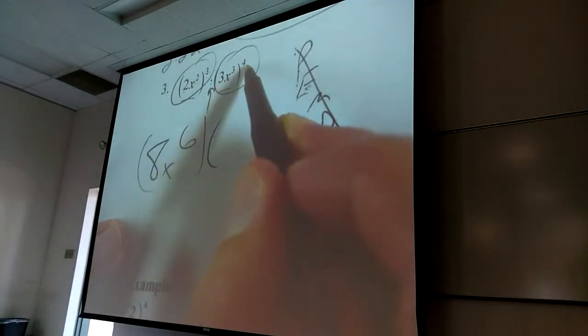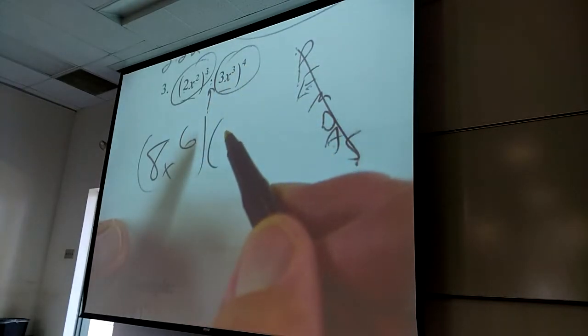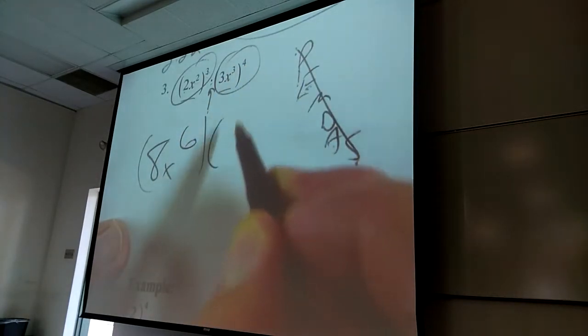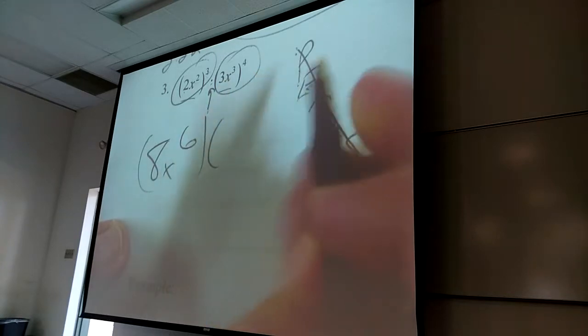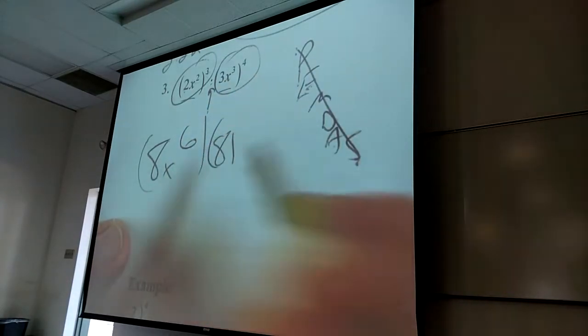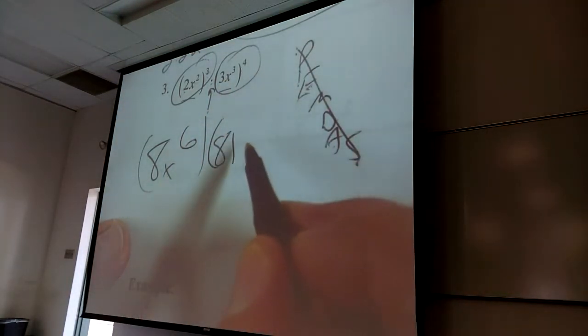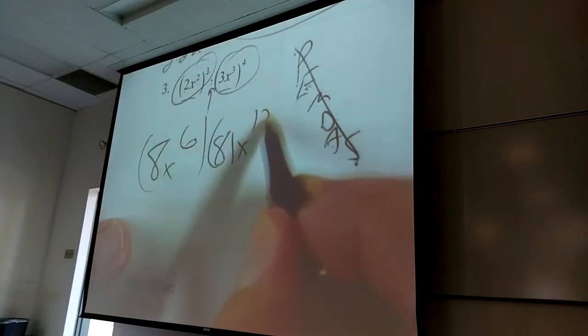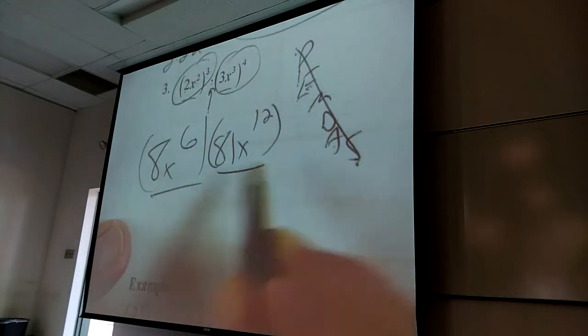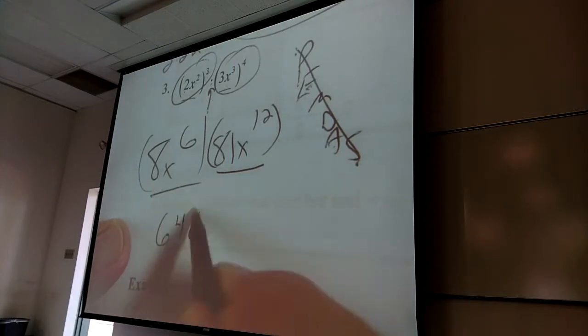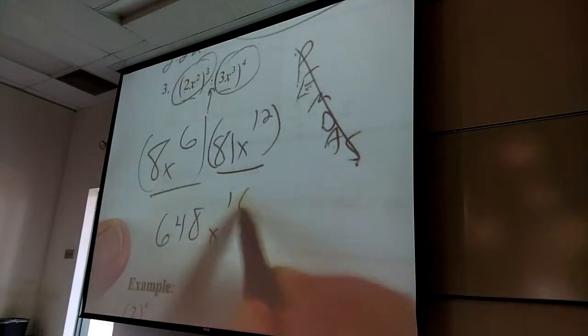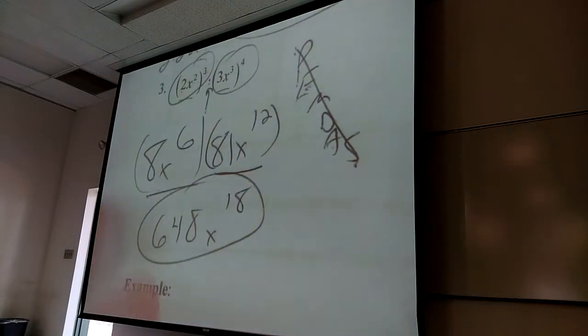Over here you get 3 to the 4th power. What's 3 to the 4th power? Careful, 3 cubed is 27. There's one more. X to the 12. Now I can do this. 648. X to the 18. Yes.